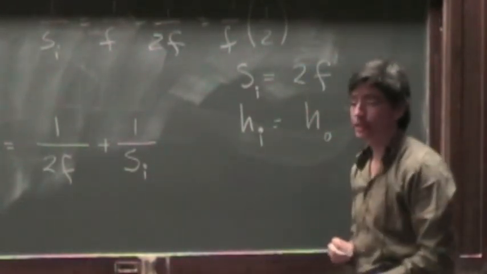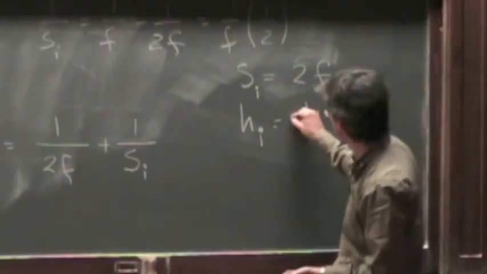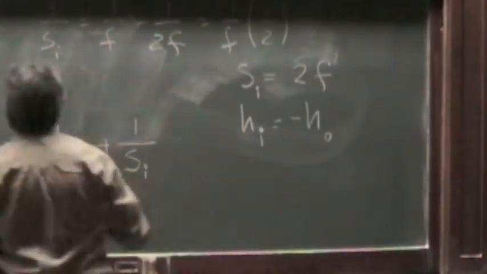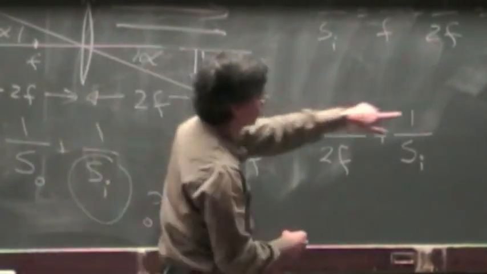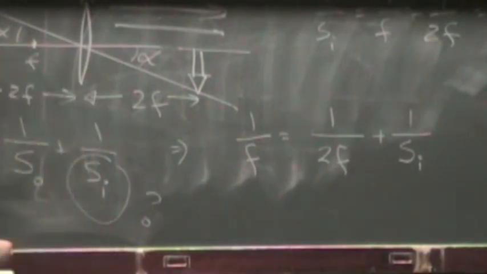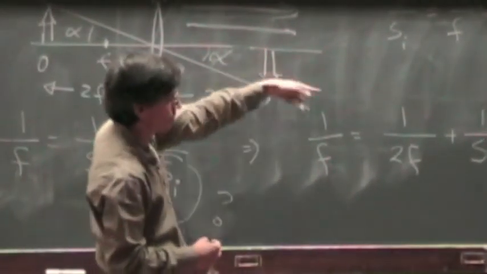Except that if I want to keep track of whether the image is upright or inverted, maybe I should put in a minus sign there to indicate that the image is inverted, right? This could be the location of the tip. That equation could mean the location of the tip. So if the location of the tip on the object is positive, the location of the tip on the image is going to be negative, right?